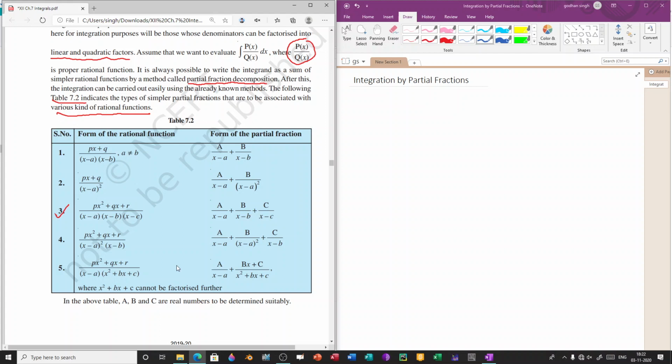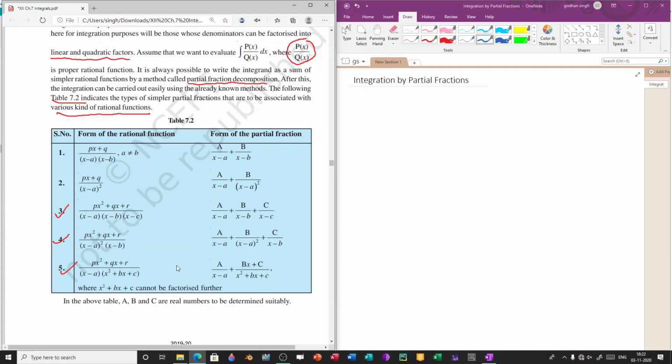So, now the fourth one, (px square plus qx plus r) over (x minus a) whole square into (x minus b), can be written as A by (x minus a) plus B by (x minus a) whole square plus C by (x minus b). And the fifth one, (px square plus qx plus r) over (x minus a) into (x square plus bx plus c).